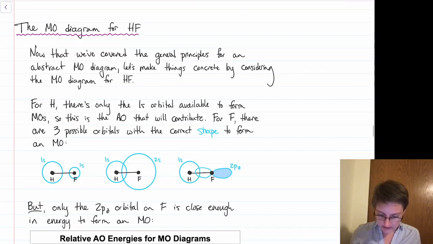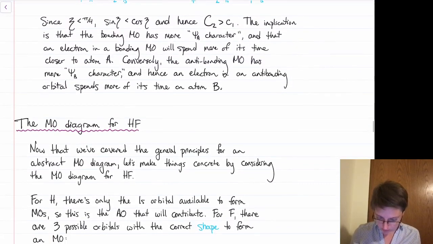Now that we've covered these general principles, let's bring this to a concrete example so you can see both what the computational chemistry results would be for a heteronuclear diatomic molecule and some of how these abstract principles work out in practice when we go to draw the MO diagram for a real molecule. So the molecule we're going to tackle is HF, hydrogen fluoride.